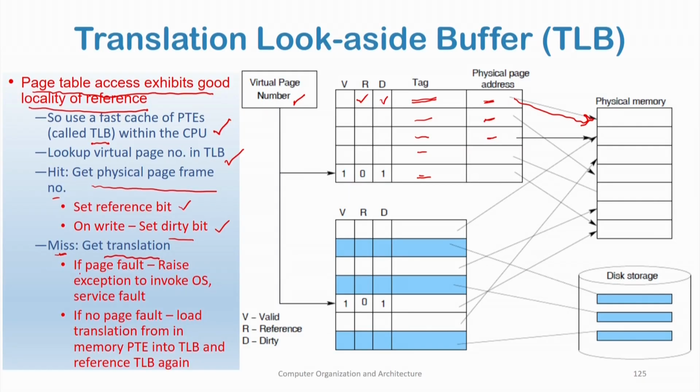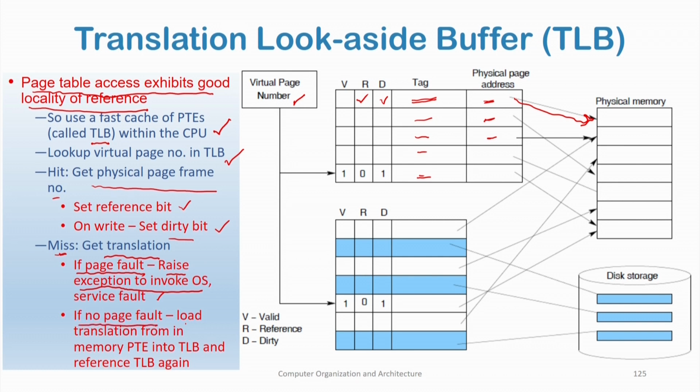So, if there is a page fault, that means that the page is not there in memory, and the CPU raises an exception. That means it traps to the OS, it generates a trap instruction, and the OS is invoked. I go to supervisor mode, and the OS is invoked to service the fault in the way, as we said, we will see in more depth in the subsequent slides.